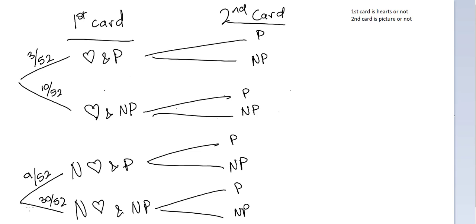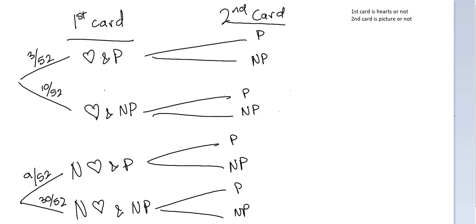Let's just add that up to make sure I did it all. Yeah, so again, if you just look at what's in your deck of cards, count for everything that's hearts and picture, there are 3 of them. Or hearts and not picture, there are 10 of them, etc. Okay, now for our second card, this is where you have to think a little bit.